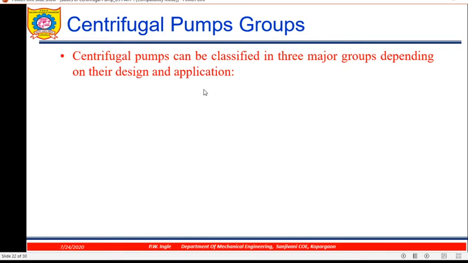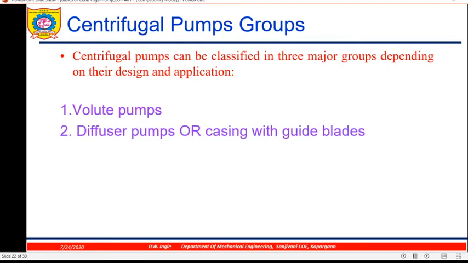Now again, centrifugal pump can be classified in three major groups depending on their design and application. One is volute pump, number two is diffuser pump, and number three is vortex pump.